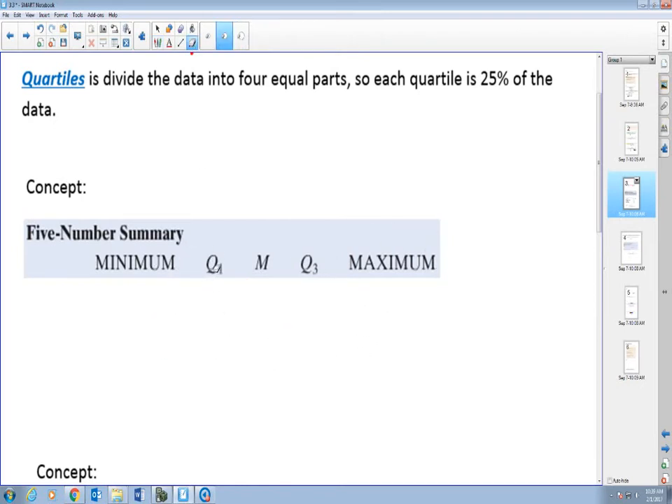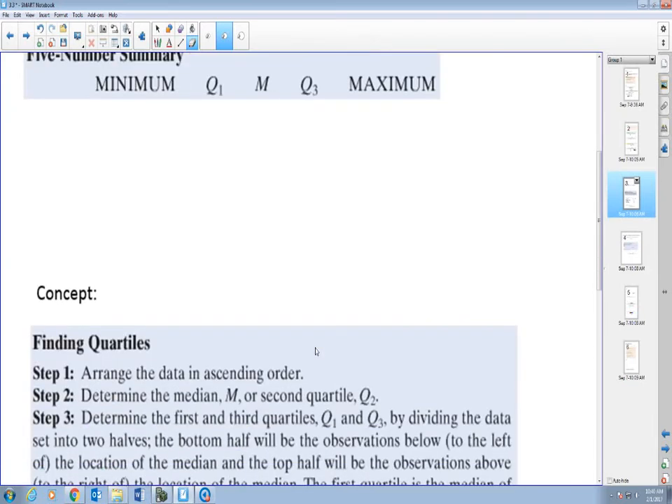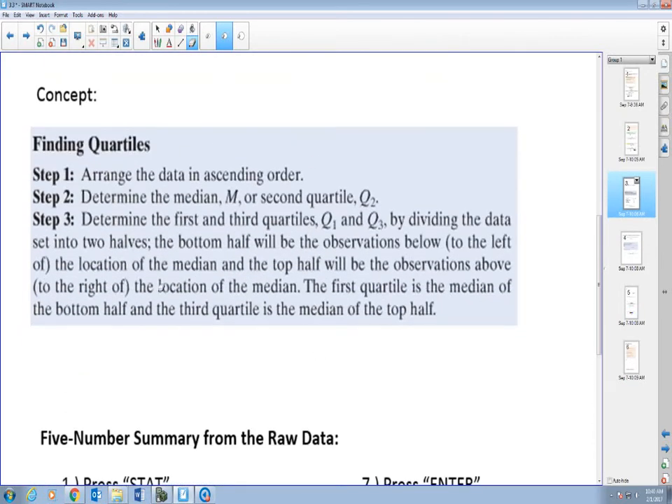Okay, so Q1 is the number that divides the data up between the quartiles, so is the median, so is Q3. If you read this, this is how to find quartiles by hand.